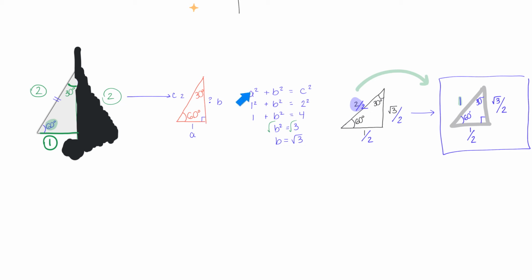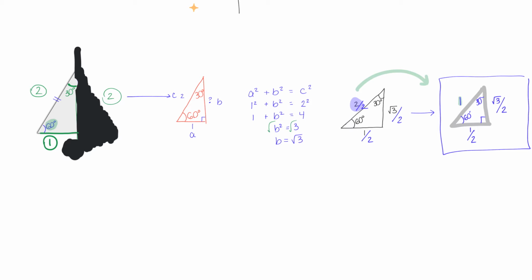To find this side, we used Pythagorean theorem, and we arrived at root 3. Then we decided our hypotenuse actually needs to be a length of 1, so we cut everything in half to get us a 1, a half, and a root 3 over 2.